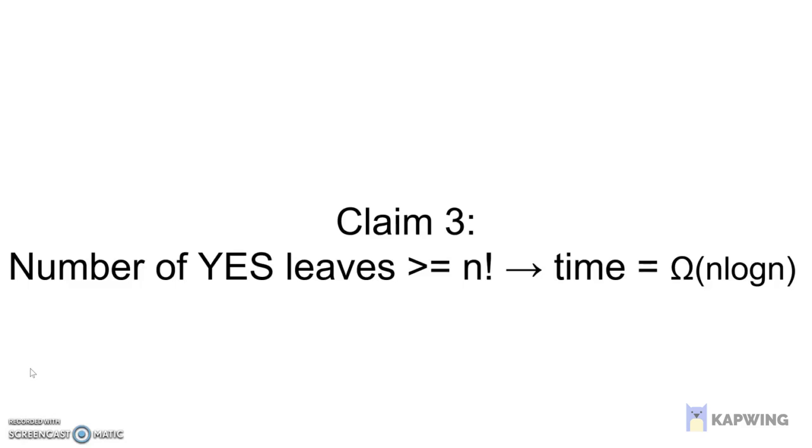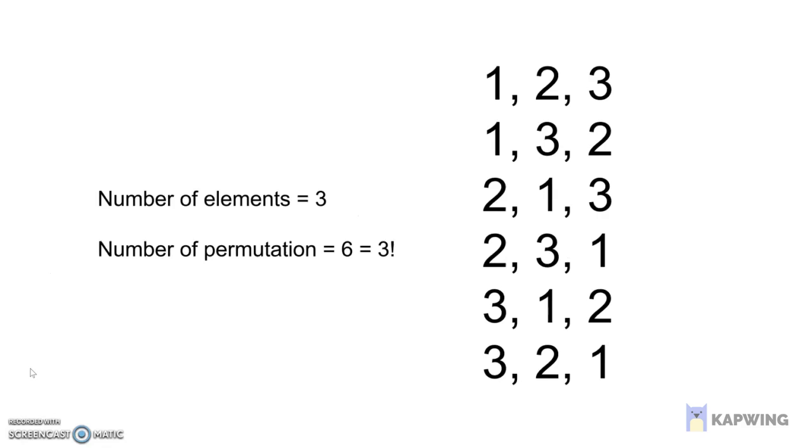The third and final claim of this proof is that the number of yes leaves in a tree is n factorial. This is true since for an array of n elements, there are n factorial permutations. For example, if you take an array of 3 elements, 1, 2, and 3, there are 6 possible permutations, which is 3 factorial.